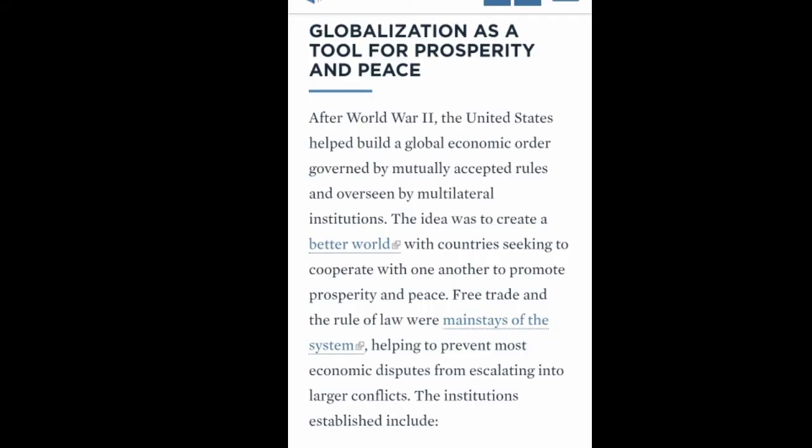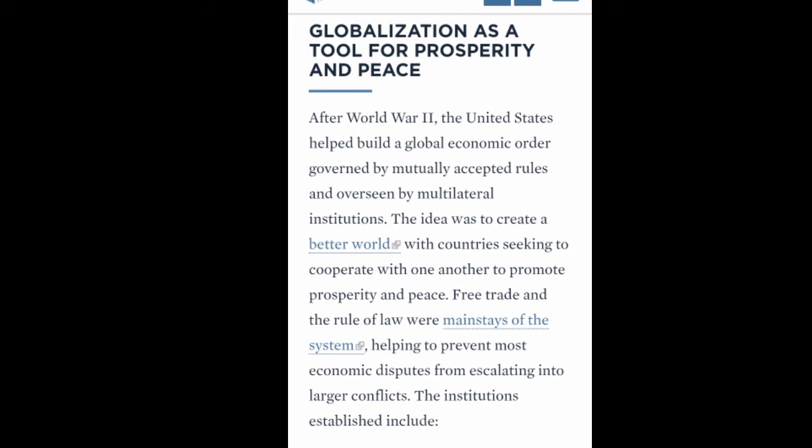Globalization as a tool for prosperity and peace. After World War II, the United States helped build a global economic order governed by mutually accepted rules and overseen by multilateral institutions. The idea was to create a better world, with countries seeking to cooperate with one another to promote prosperity and peace. Free trade and the rule of law were mainstays of the system, helping to prevent most economic disputes from escalating into large conflict.